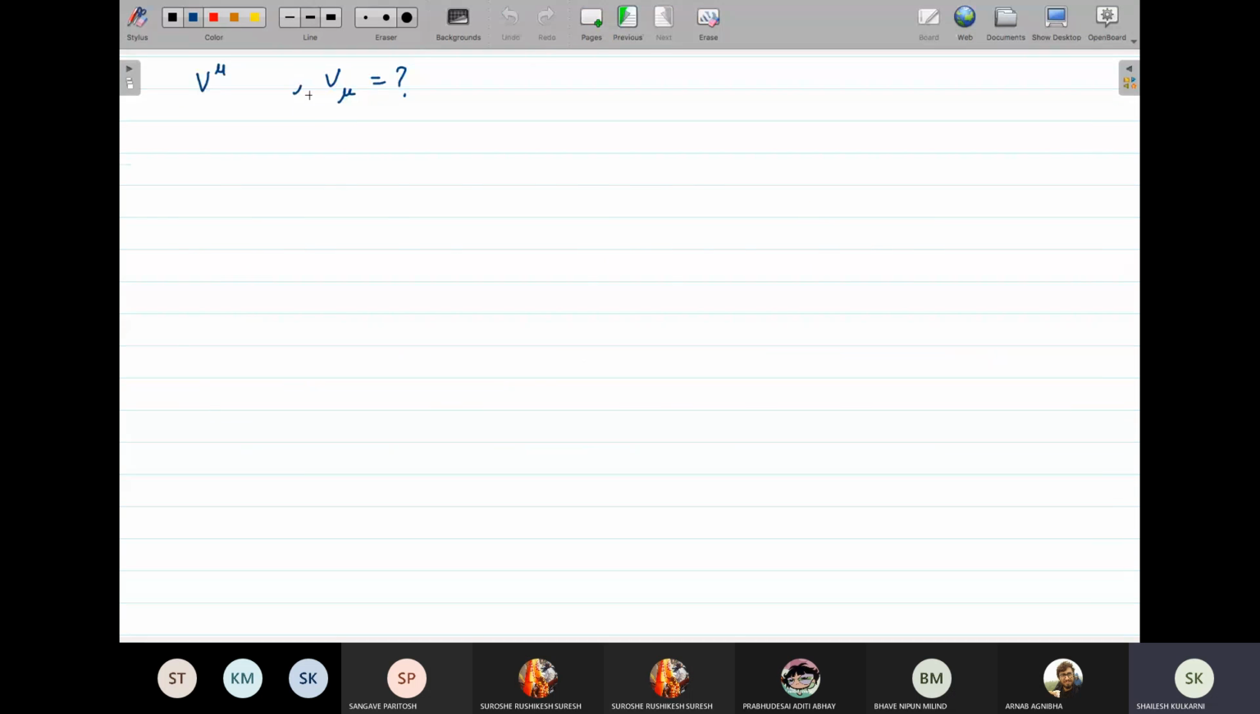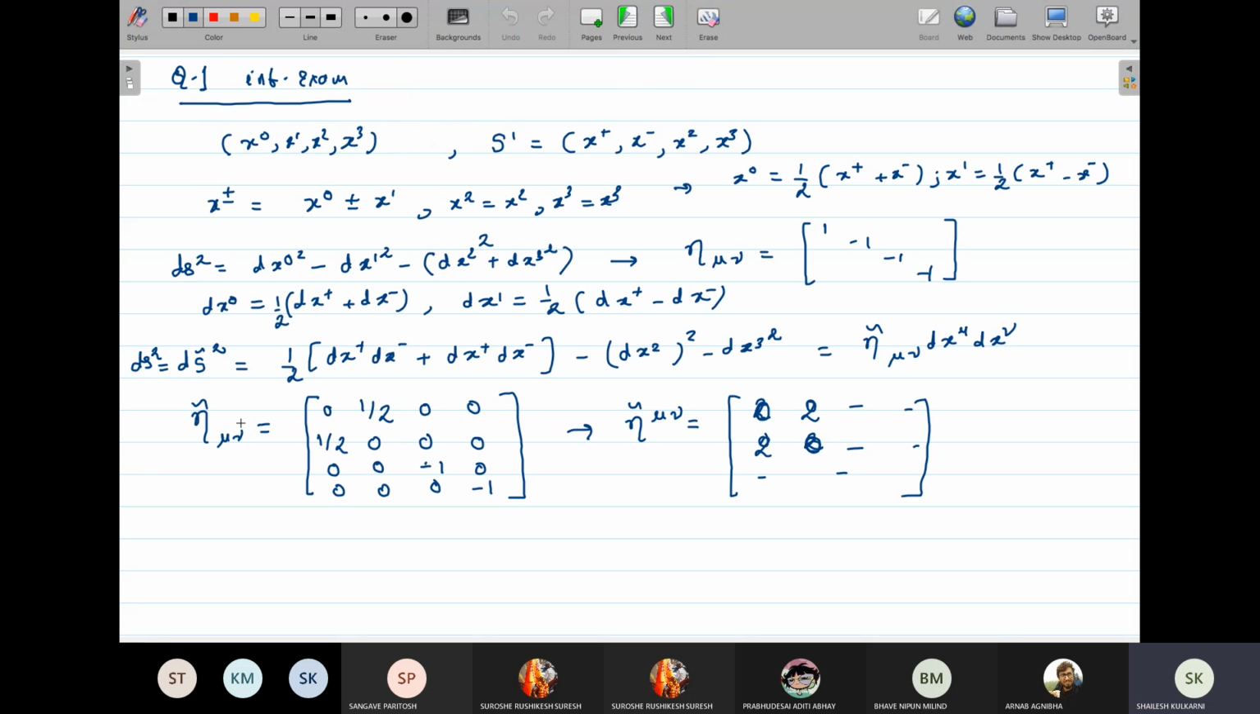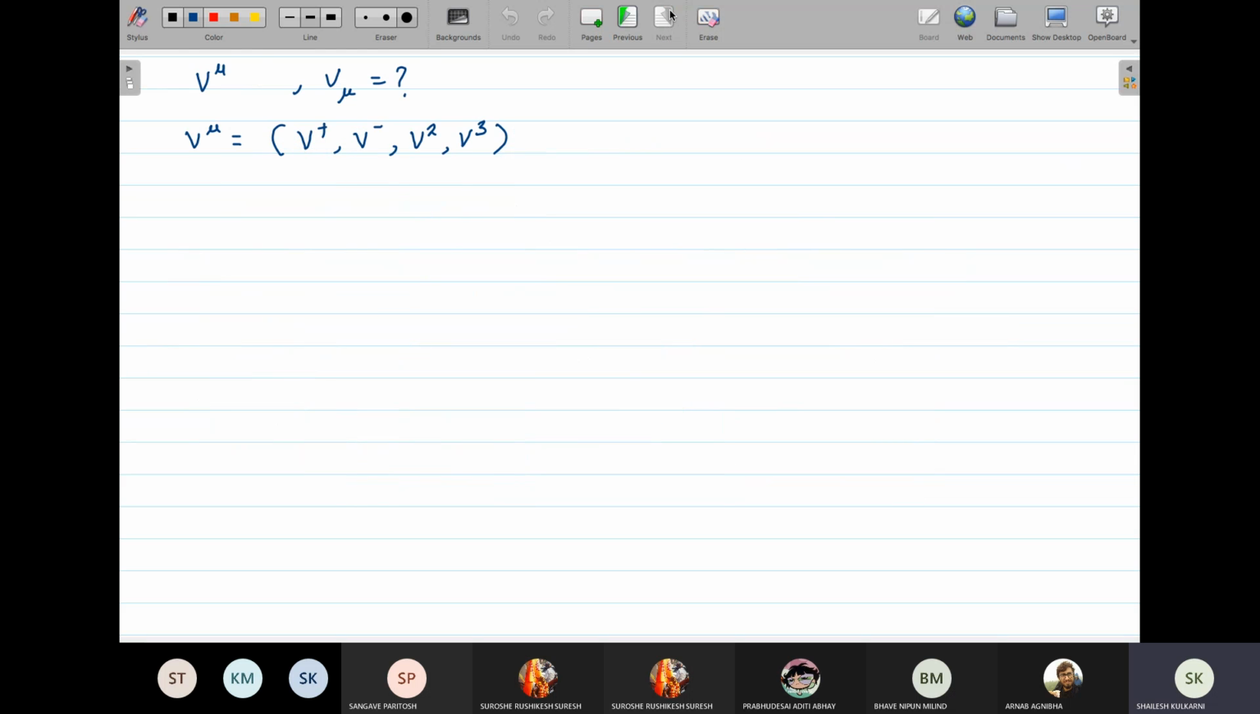Now, given a 4-vector v mu in S1, what will be its corresponding covector? Now v mu in S1 coordinates will be v plus, v minus, v2, v3. Agree? So basically, I wanted to ask, what is the raising and lowering operation in this coordinate with the metric given by this one? So the question boils down to that.